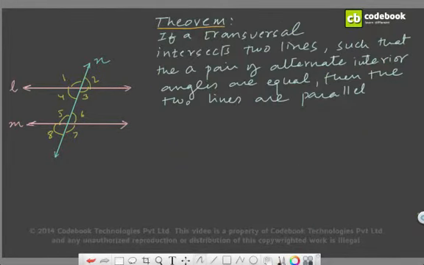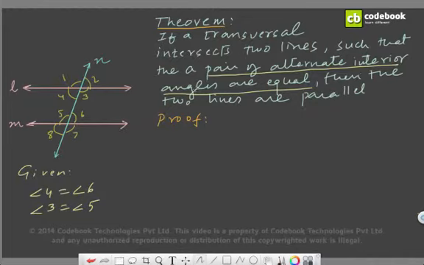Next, let's look at a theorem. The theorem states that if a transversal intersects two lines such that the pair of alternate interior angles are equal, then the two lines are parallel. In this figure, we have two lines L and M, and a transversal N is intersecting those two lines, and 8 angles are thus formed. We have been given that angle 4 is equal to angle 6 and angle 3 is equal to angle 5. The pair of alternate interior angles are equal.